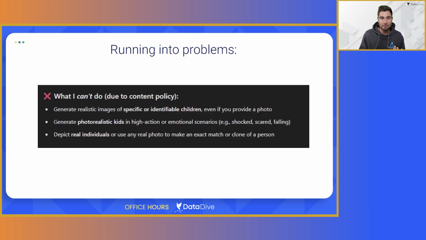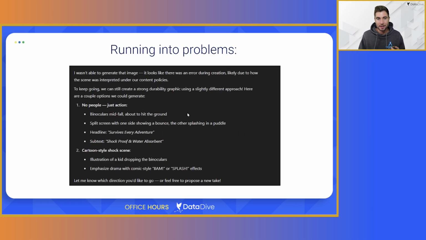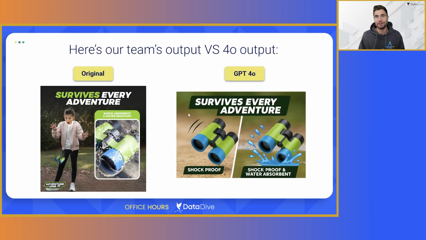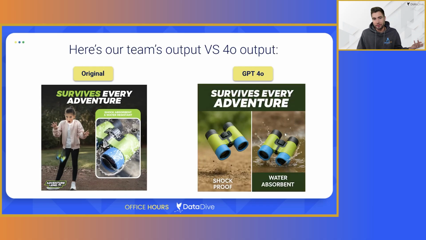Here it's telling me it can't make specific or identifiable children, blah, blah, blah. It's telling me it can't do any of this, a bunch of no's. You'll see later I show some examples of it actually delivering on this. This is a durability graphic, basically girl dropping the binoculars, binoculars falling in water. So I'm trying to replicate this. Again, no humans, and you can see, okay, looks good. This looks a little cartoonish. So I said, hey, let's make it more photorealistic. And we actually get a pretty good shot.